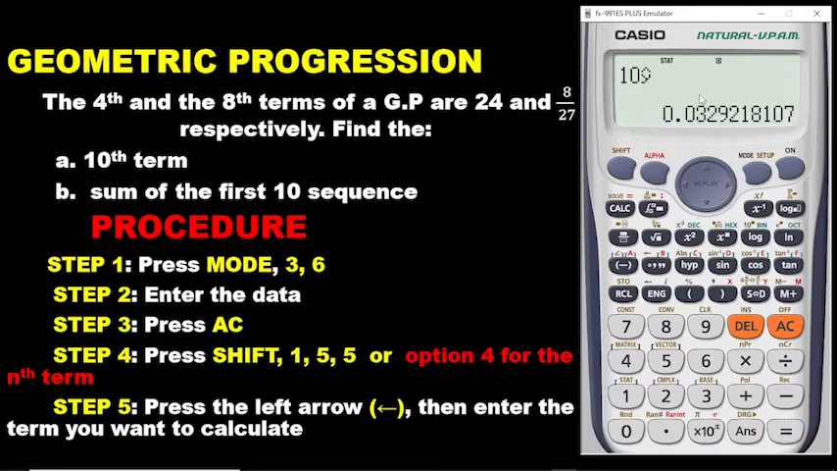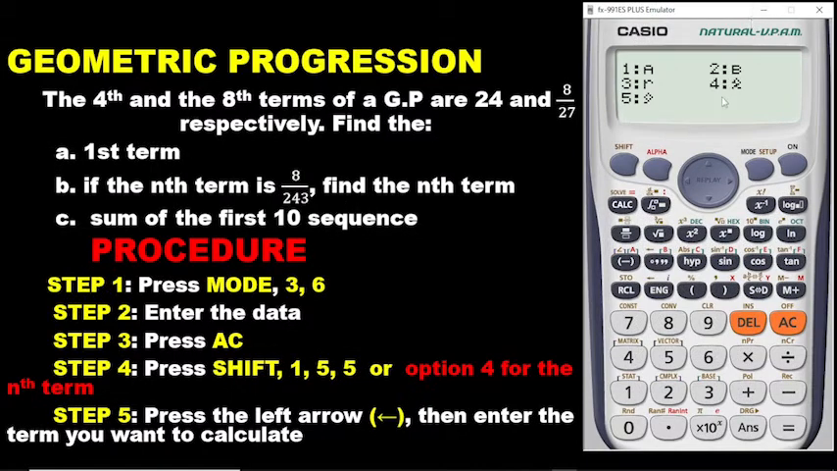So now this is the 10th term, but if you want to get it in fraction form, then you press the SD button. When I press the SD, it means the 10th term for this particular sequence is going to be 8 over 243. So we have succeeded in using our calculator to find the 10th term.